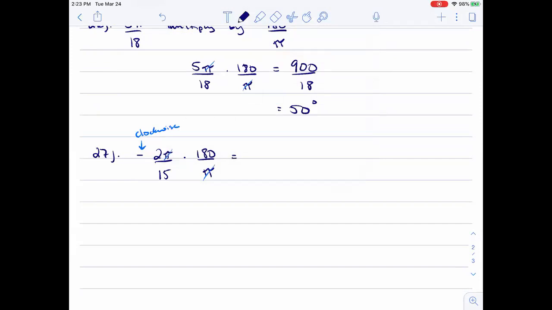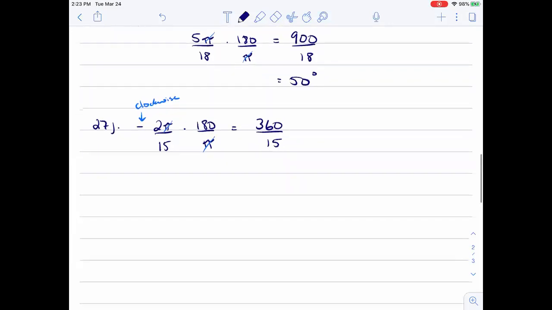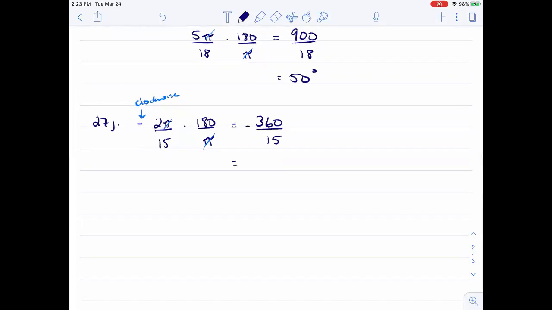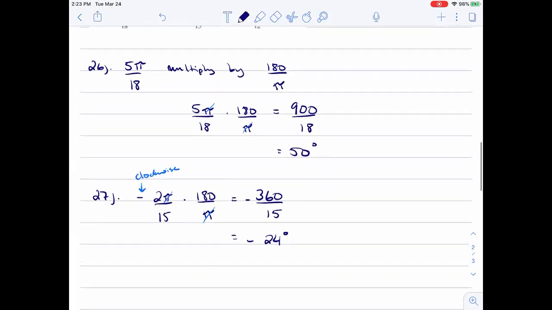Definitely if you have pi's in there, then you are working in radians. It's extremely rare that we would have a pi in some sort of degree measure. So 2 times 180 puts me at 360 over 15. Oops, and I forgot the negative, so negative 24 degrees. Right. It's easier to think about these in degrees than it is 5 pi over 18.